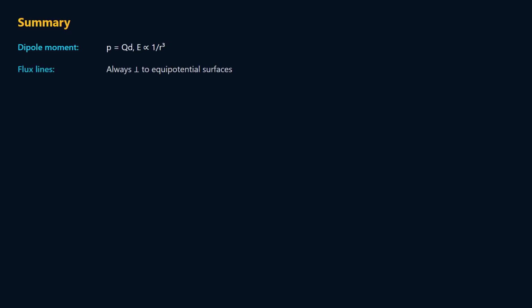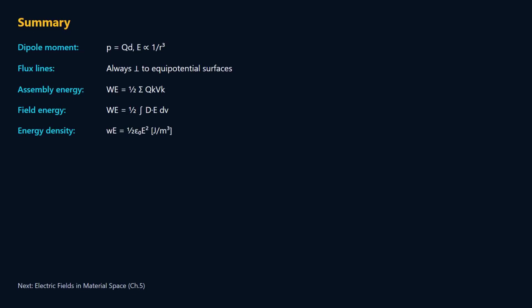Let us review today's key results. The electric dipole moment is p equals Q d. Its field falls off as 1 over r cubed. Flux lines are always perpendicular to equipotential surfaces. The energy stored in a system of charges is W_E equals 1/2 sum of Q_k V_k. In terms of the field, W_E equals 1/2 integral of D dot E dv. The energy density is w_E equals 1/2 epsilon 0 E squared.